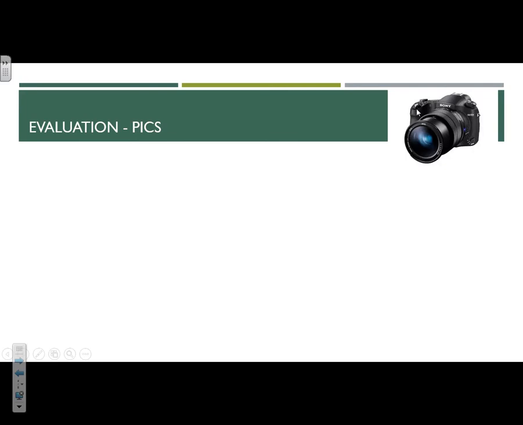Evaluation. I have swapped the acronym to actually make a word. PICS. You've got a nice little camera there as well. So it's exactly the same, nothing is different about it. I've just taken the S and I've put it at the end instead. So hopefully it's an easier way, and possibly because they're slightly different, you'll remember them.